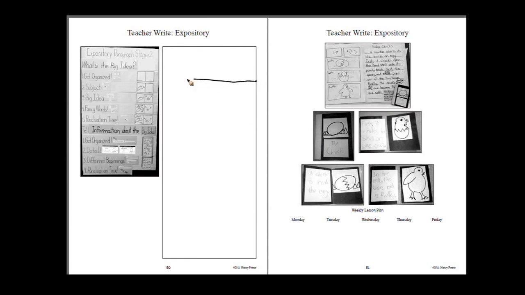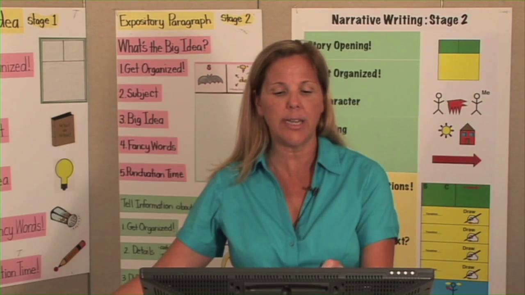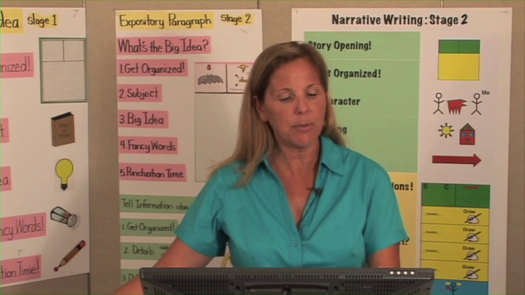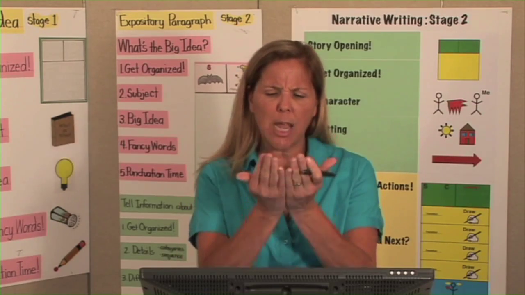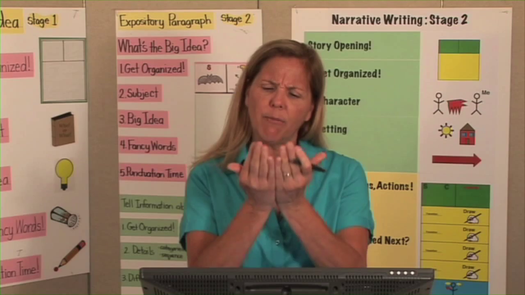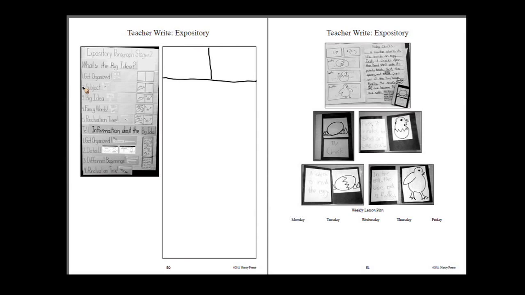I'm going to get organized and draw my 2 boxes on my organizer for my big idea, to plan my big idea. So that was my step 1, get organized, draw 2 boxes. Step 2, subject. So I'm going to hold my hands like this, open them up and say, subject, who or what is this information about? Well, we're learning about the rules, so this information is about the students in our classroom.